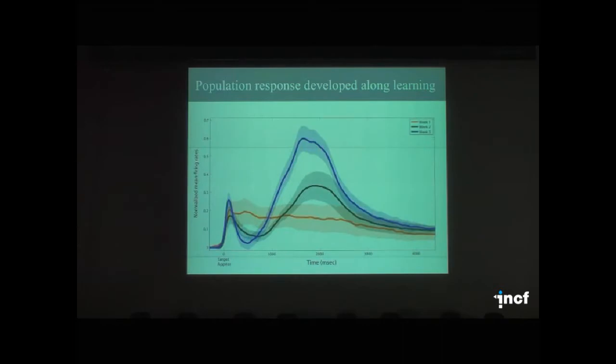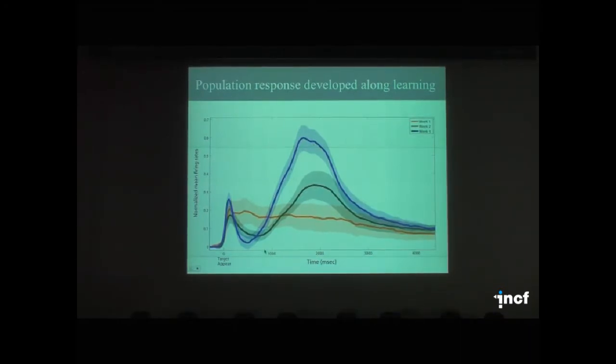What I'm showing you here is the mean population response. Each curve is the normalized mean population response averaged over 7 days. So this is learning over 21 days for one monkey, and the standard error. In orange, this is the mean of the first 7 days. In green, it's the mean of the next 7 days. And in blue, it's the mean of the last 7 days.